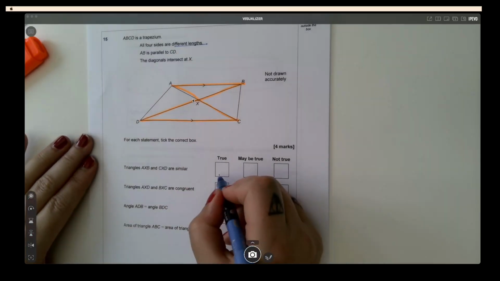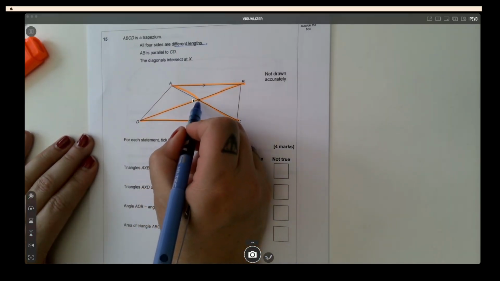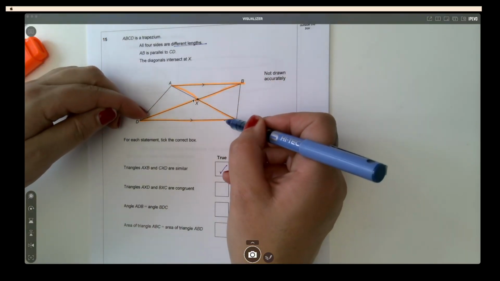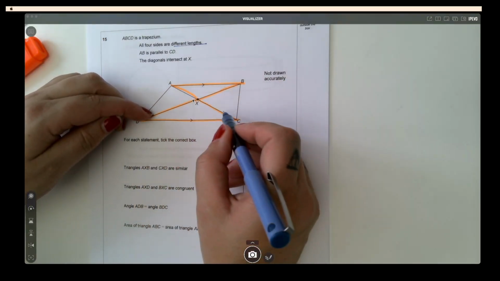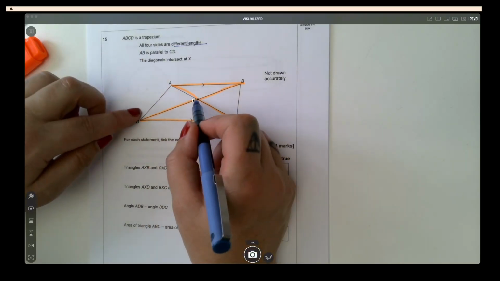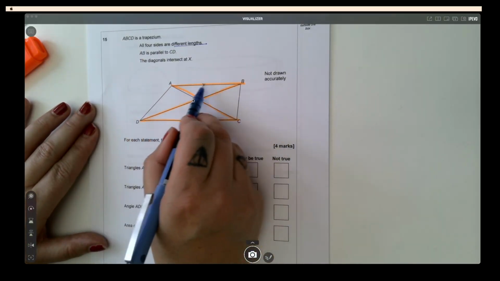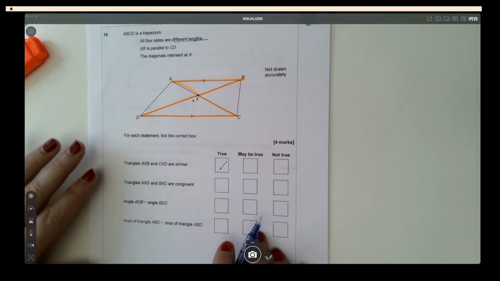This is true because they share this point here, and if we were to move the points A and B down, they would lay on XD and AC somewhere inside this triangle here because of that parallel line. So that's true.